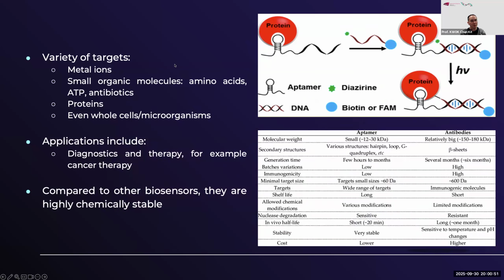Aptamers can bind to a variety of targets, including metal ions, small organic molecules such as amino acids, ATP, antibiotics, proteins, and even whole-cell microorganisms. Applications include diagnostics and therapy, for example, cancer therapy. Compared to other biosensors, they are highly chemically stable. This is a short summary table comparing the aptamer versus the antibody. It's much smaller, and the generation of an aptamer is usually much faster than generating an antibody. For other comparisons, you can look into this table later on.